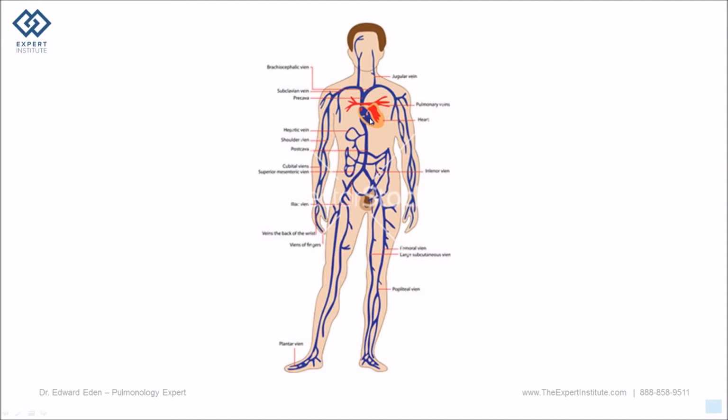I will also add that occasionally pulmonary clots come from the upper extremities, or arms as we might say, and go through the same route from the arms down through the heart and into the blood vessels. Next.